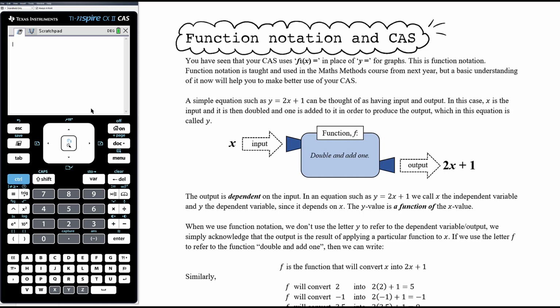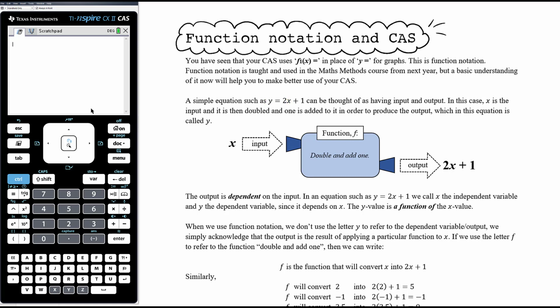So a simple equation, such as y equals 2x plus 1, can be thought of as having input and output. Any function can be thought of as having input and output. Not all equations are functions, but that definition we'll leave until next year. When we use x and y, x is the input and y is the output. So we have our input x, and we double that input and add 1 to it to produce the output y.